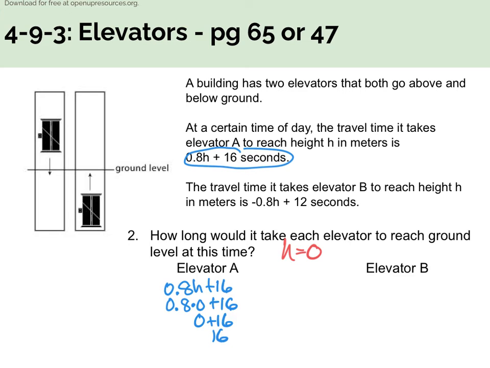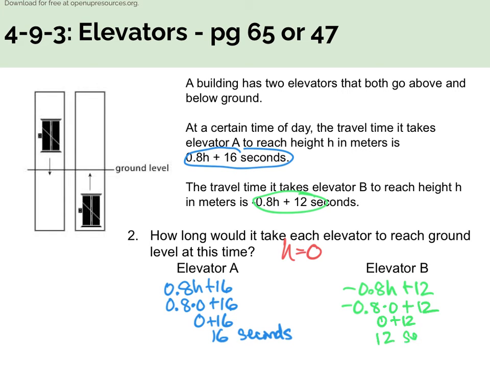So what does this mean? That means when the height is 0, it took 16 seconds to make that elevator go to ground level. Let's try that with elevator B. Elevator B was negative 0.8h plus 12. Remember, our height is going to be 0. Negative 0.8 multiplied by 0 and then plus 12. Negative 0.8 multiplied by 0 is 0. 0 plus 12 is 12. So it would take 12 seconds for elevator B to be at ground level where the h is 0.